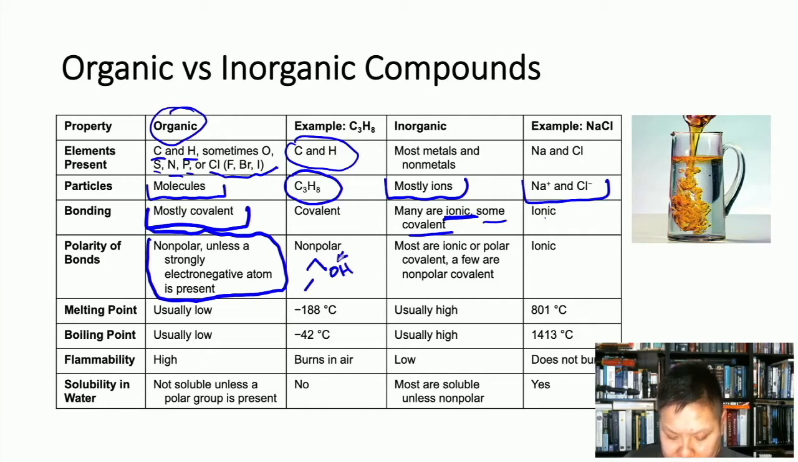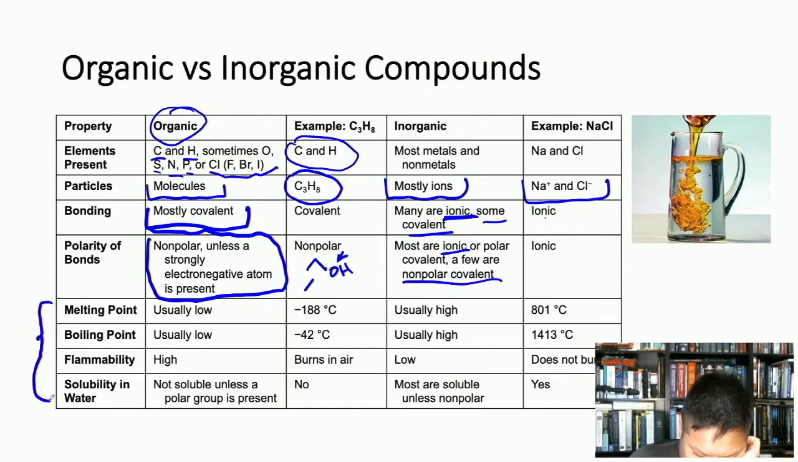Inorganic compounds, though, they're mostly ionic, right? Of course, there are a few that are nonpolar covalent. And the next few are the important properties that you need to make sure you're aware of, right? Organic compounds have very low boiling points and have very low melting points, right?